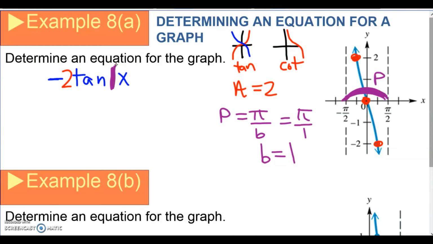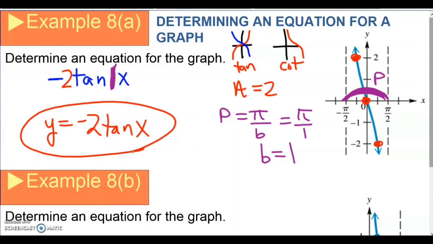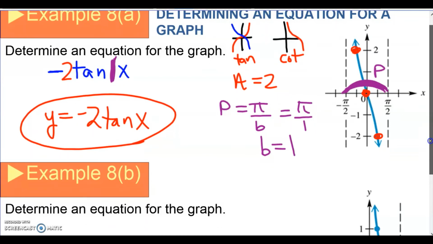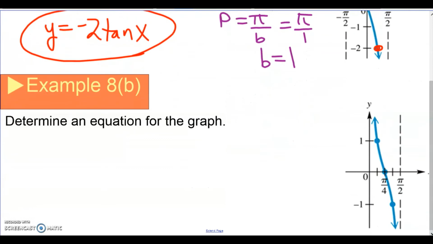There's no shifting, and so that's it. That's my answer. Y equals -2 tangent x. There are other ways to answer this question. Maybe you saw it as a cotangent with a shift. You could do it that way, but I think it's going to be easier to do these questions if we try to stay away from shifting if possible. So that's why I like what we did with the flipped tangent.